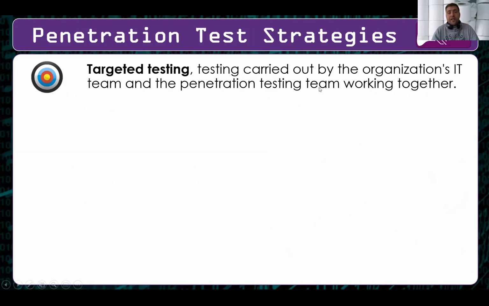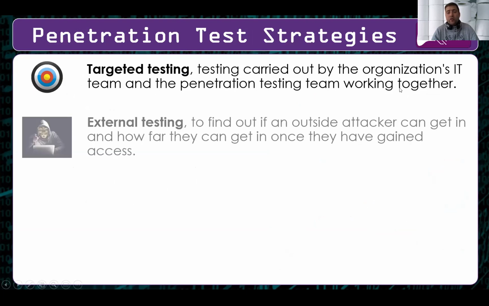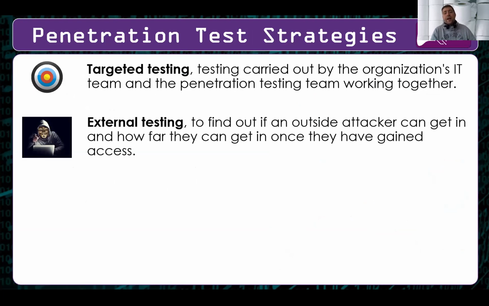So there's different types of testing strategy that can be classed as penetration testing. You've got targeted testing. So it's carried out by the company's own IT team, as well as the penetration testing team, so someone external to the company, and they work together to try and hack into the system and then obviously fix the vulnerabilities. External testing, which is to find out how far a hacker could get in if they did get access to the system.